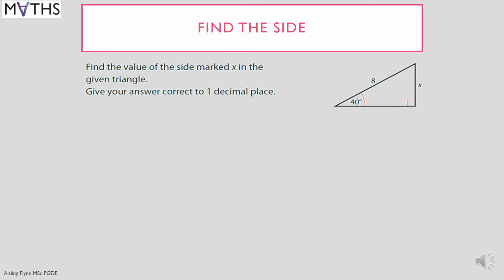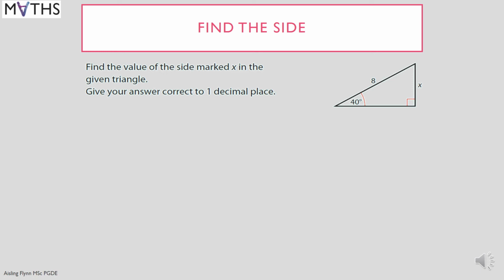Now in this example we're asked to find a missing side. Look at the triangle. We have the angle of 40 degrees, we have a side that is 8, and we have a missing side x. And we have an empty side we don't know anything about. Find the value of the side marked x in the given triangle. Give your answer correct to 1 decimal place.